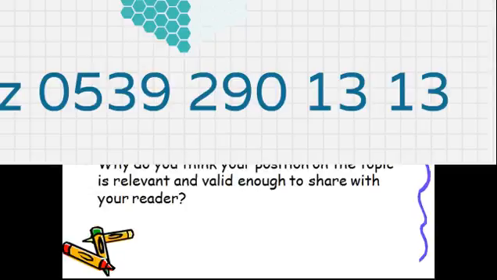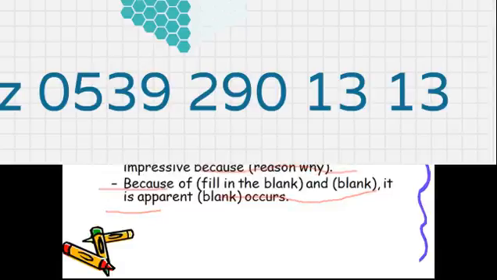Simply write that in 1 to 2 words or a simple couple phrases. Next, ask yourself, what do you think your position on the topic is, and why is it relevant or valid enough to share with your reader? Once you answer these 3 questions, it'll be easy to take that information and form it into a solid thesis statement. If you're still struggling with forming a solid thesis statement after answering those questions, feel free to use some of the following forms to help you start writing your thesis.